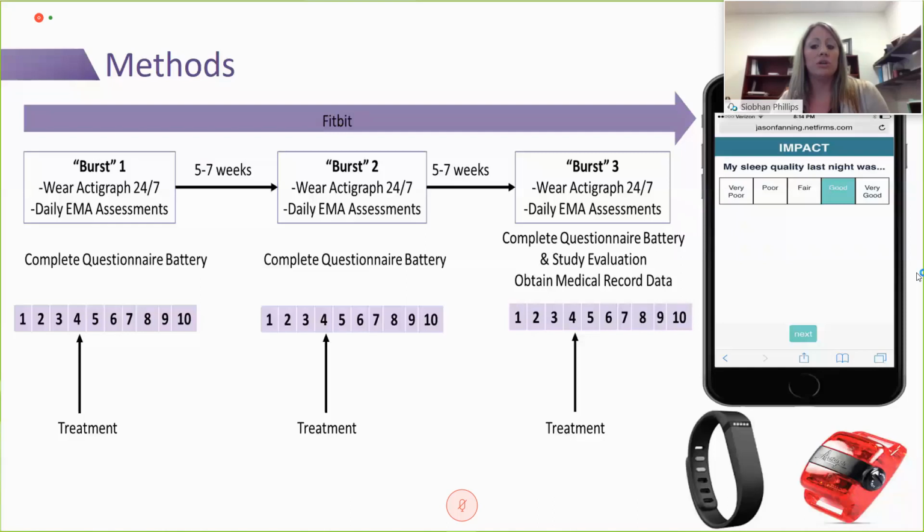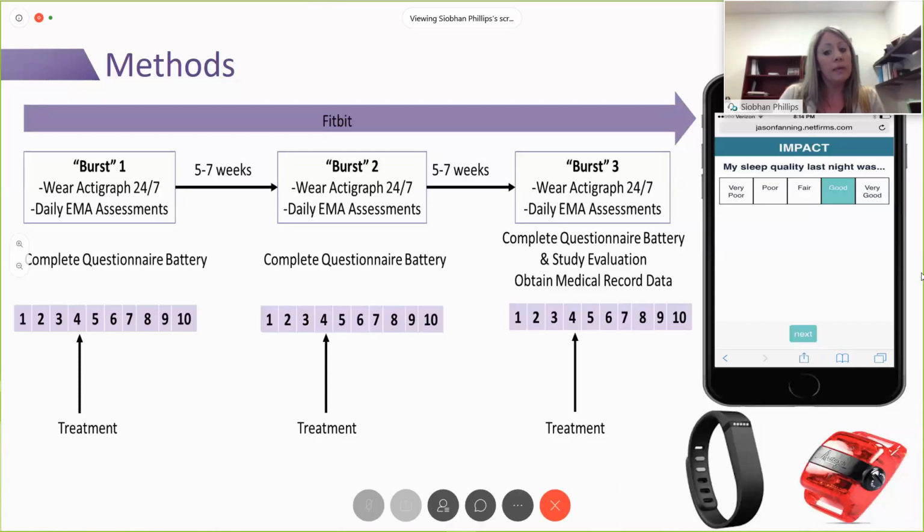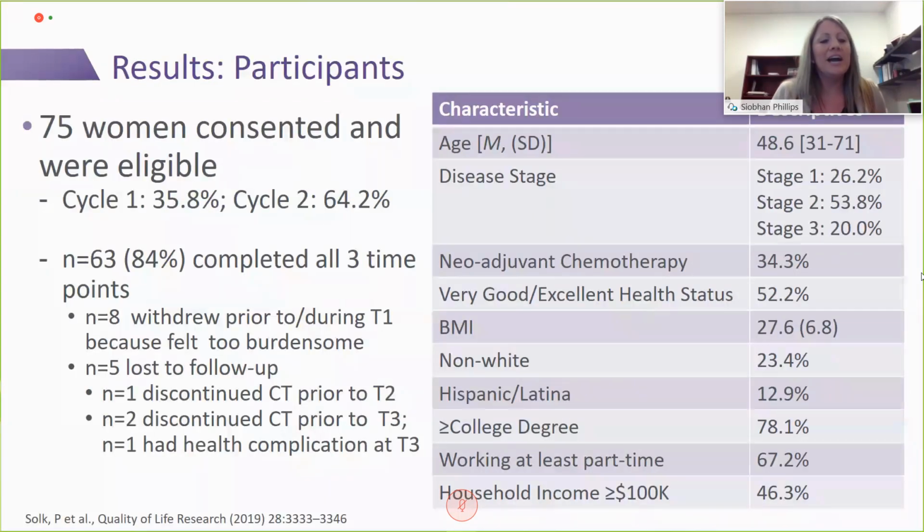Additionally, everyone completed a traditional online questionnaire battery at each time point. And then at the end, they also did a process evaluation to get some information on acceptability of the procedures. We also collected medical record data on treatment, pathology reports, body weight, and immune response at the end of the study for all participants. And then about half of the sample also wore a Fitbit from the time of study enrollment until 2 weeks after the last cycle of chemotherapy. So we had a lot of data.